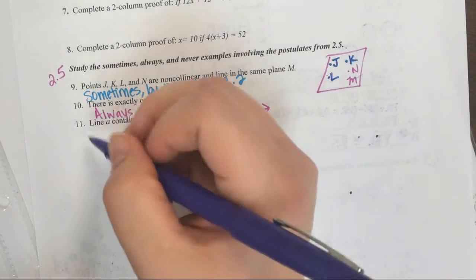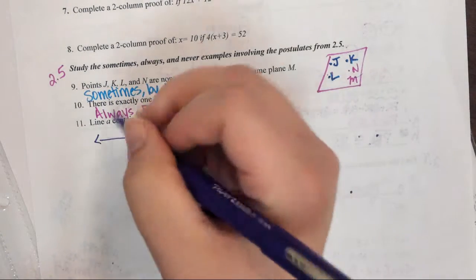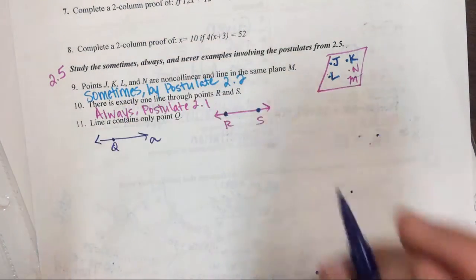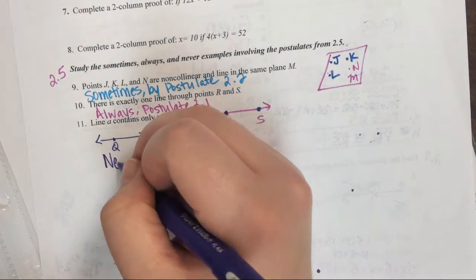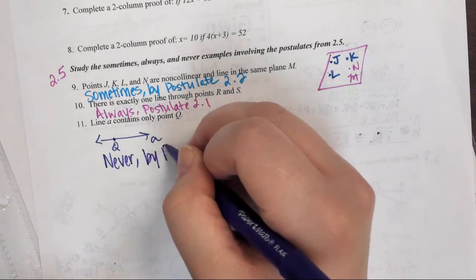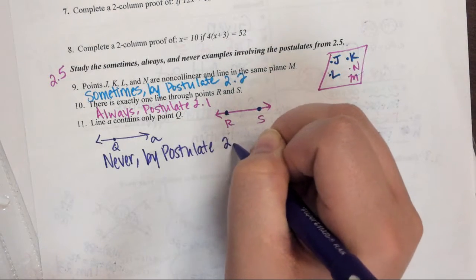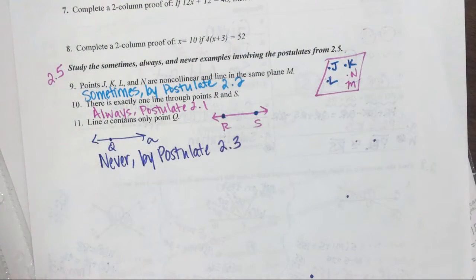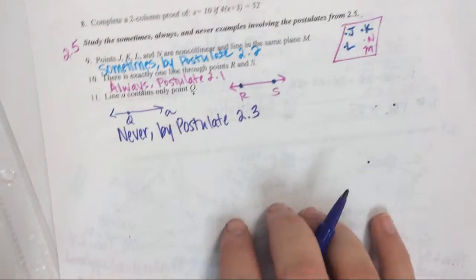And then number 11 says line A contains only point Q. Well, that one is a never, for sure. A line has more than 1 point, and that's by postulate 2.3, because 2.3 says a line contains at least 2 points, not just 1 point, 2 points.